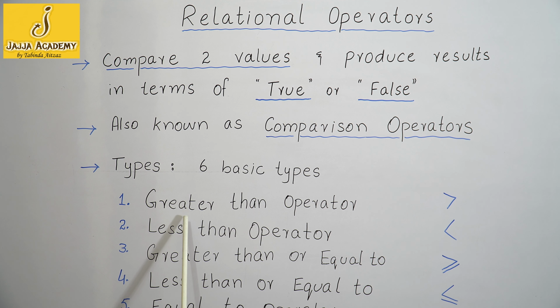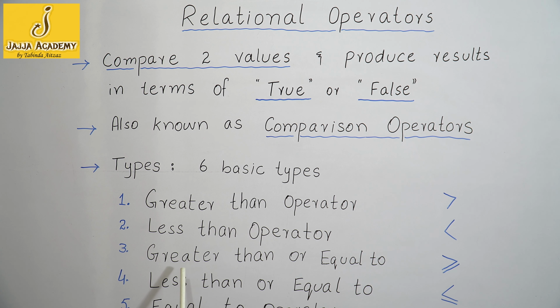Number one, greater than operator, an alligator's mouth. So the opened alligator's mouth is known as greater than operator. The next operator is less than operator. This is the closed alligator's mouth and it is opened on the other side, on the right side. So this symbol is known as less than operator.